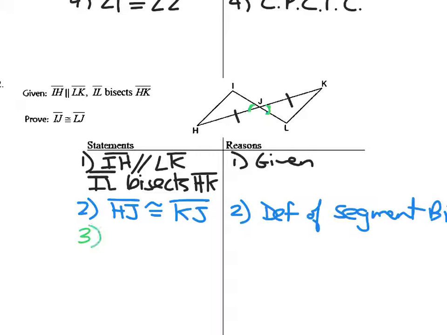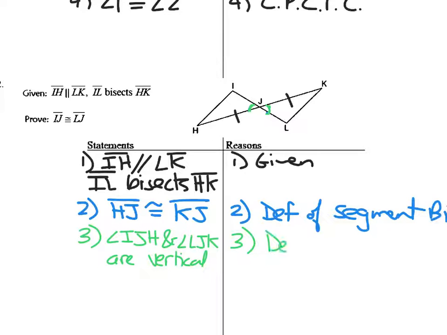All right, so angle IJH and angle LJK are vertical. Definition of vertical angles.